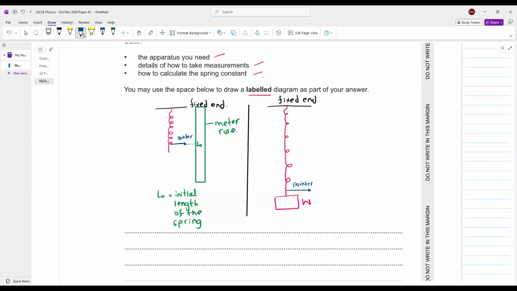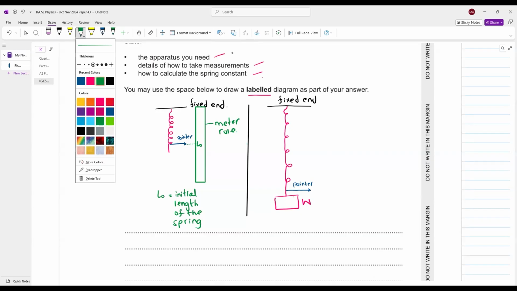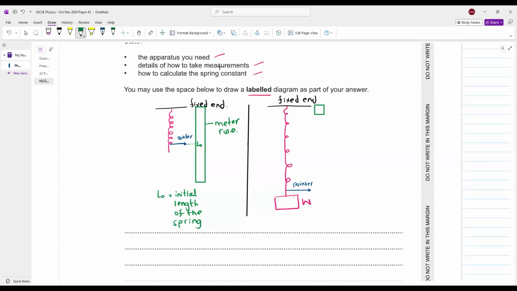Perfect. Make a meter rule as well, like this. This is your meter rule. Using the meter rule, you will measure the final length L1. L1 is the final length of the spring.